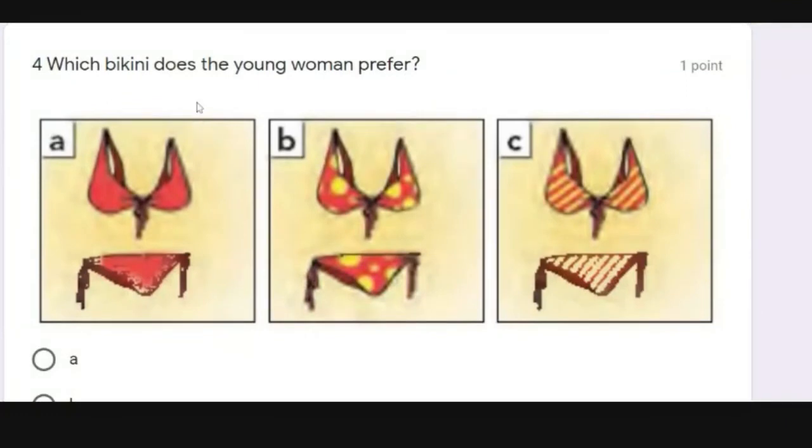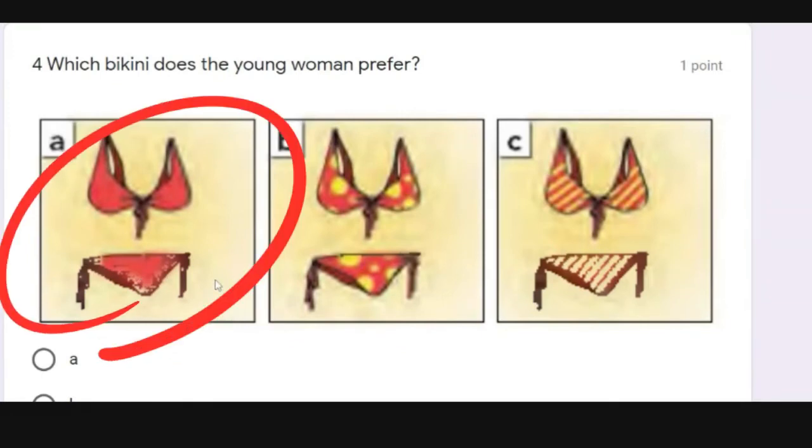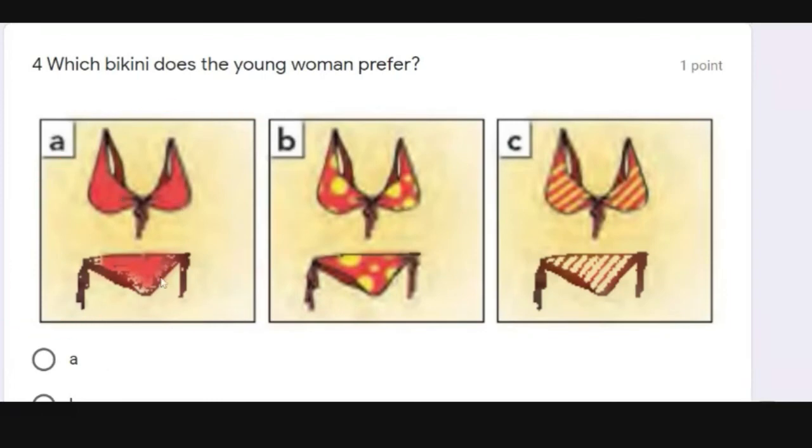4. Which bikini does the young woman prefer? Okay, so you see these 3 bikinis here. Okay, so what's the difference? What are the words you use to describe these 3 different bikinis? Okay, A, how do you describe this bikini? Is there any pattern here? Okay, so you see B and C have some pattern. Okay, but A doesn't have any pattern, so it is plain, right? You say plain. Aisha, very good. Okay, you use the correct word.